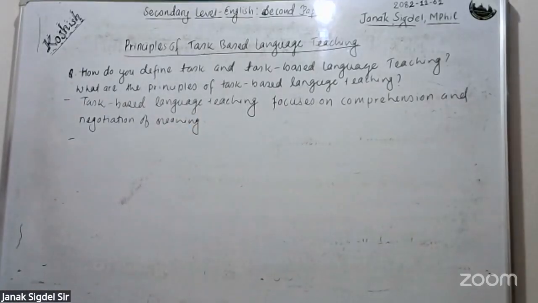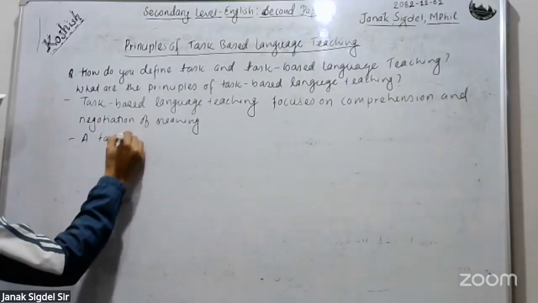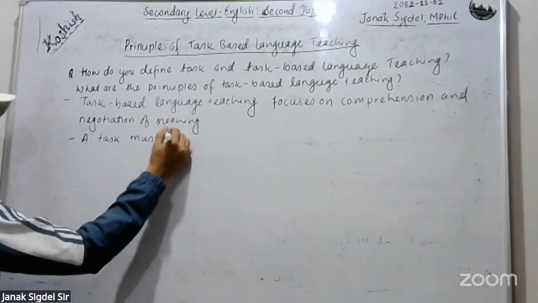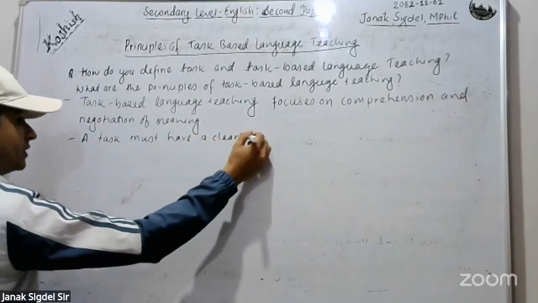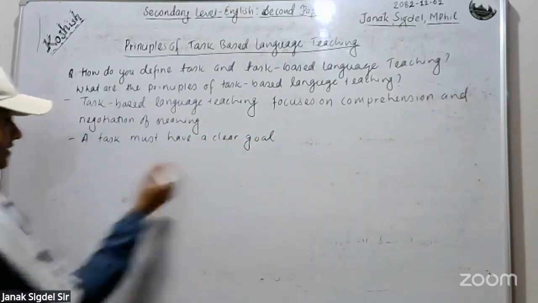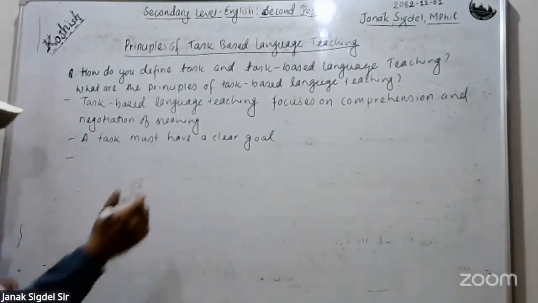Another is a task must have a clear goal. You can say clear learning outcome. So what is another principle? Teachers should maintain the difficulty level of the tasks.